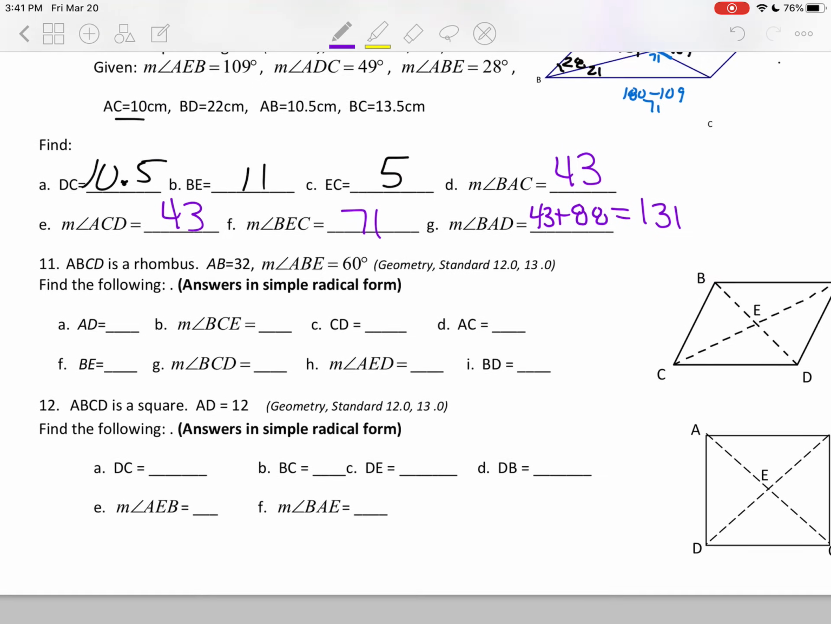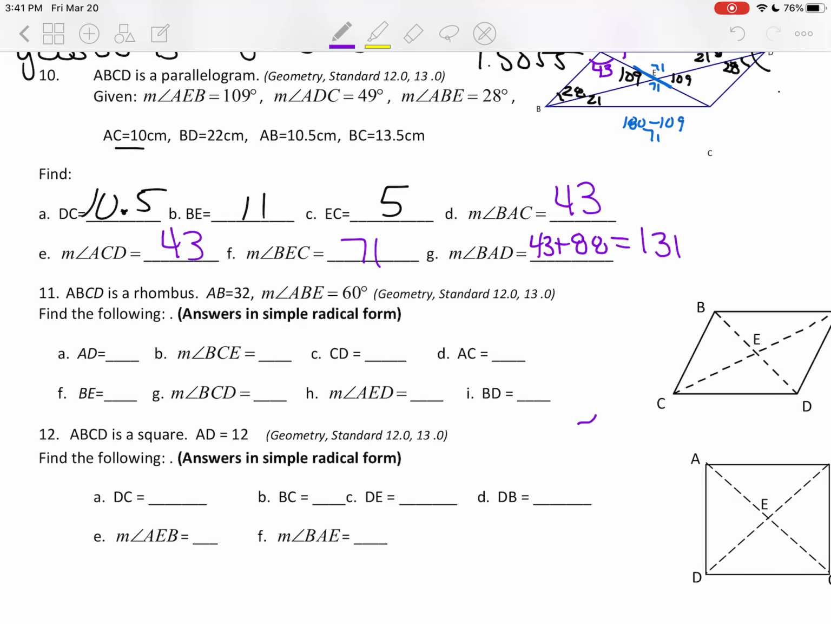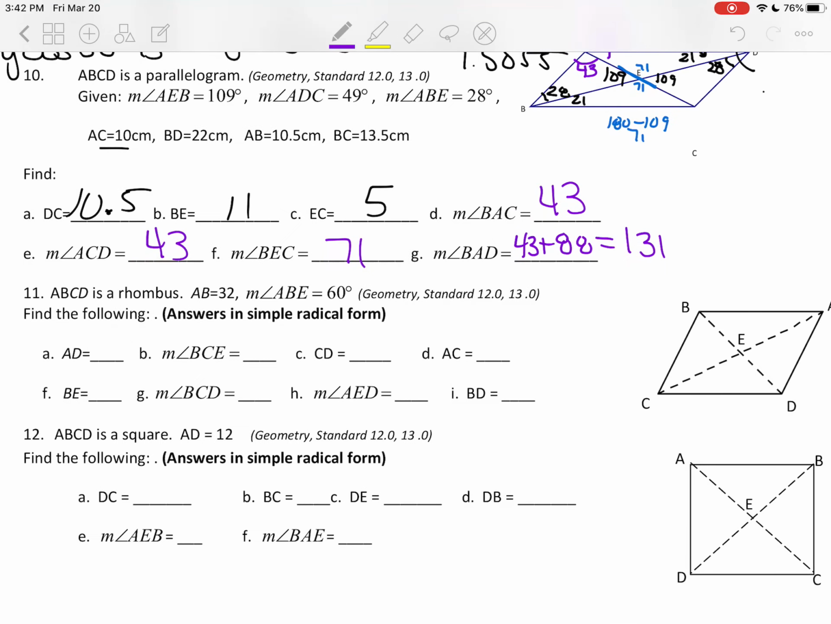Let's move on to the rhombus. Generally, the rhombus and the square don't require as much work. And they're generally going to be in simple radical form, which means they are special triangles. So you need to remember your special triangles. All right, so let's put this in. So A to B is 32. And angle ABE, this angle here, is 60.